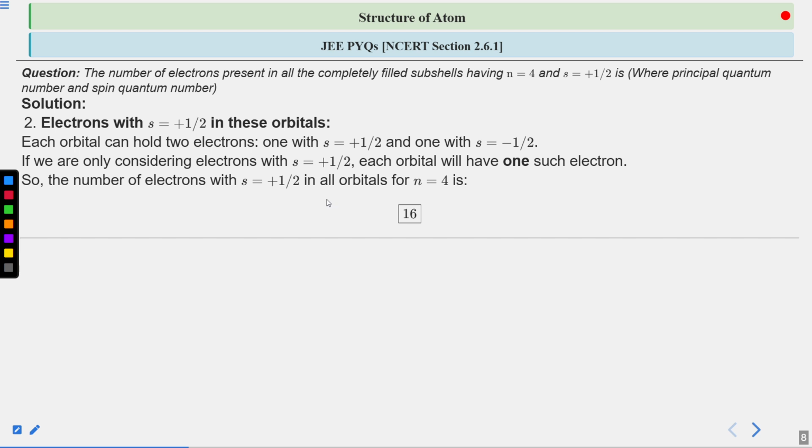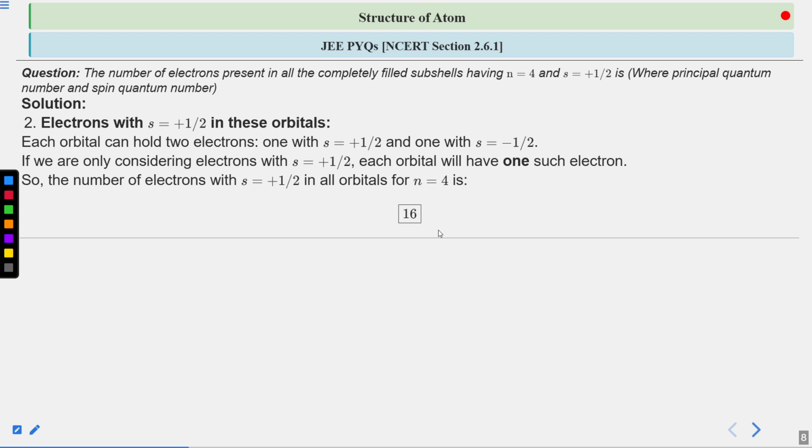But here we are only talking about s equals plus half. Each orbital contains 2 electrons, with plus half and minus half, but we have to consider only the plus half one. That means each orbital should have one such electron having the plus half value. So the number of electrons will be 16, right? Equal to the number of orbitals. Hence the correct answer is 16.